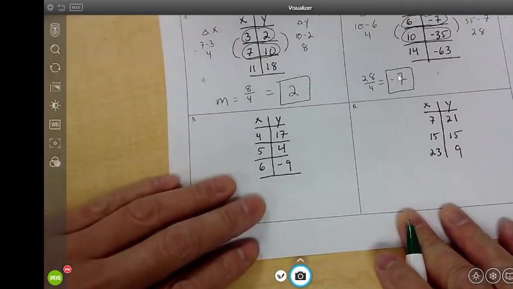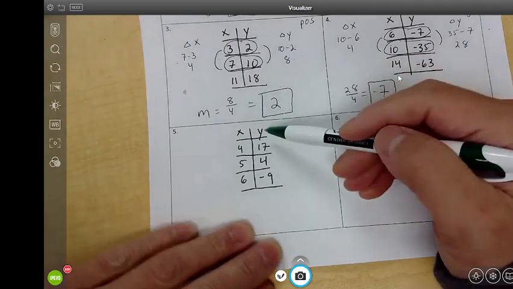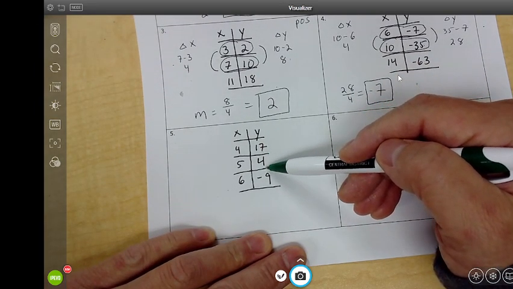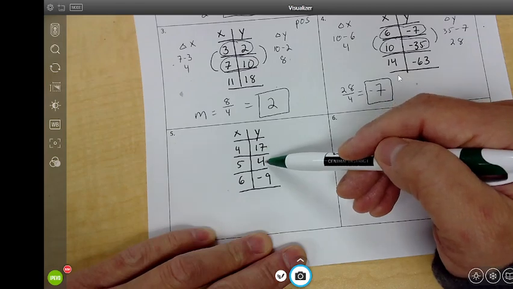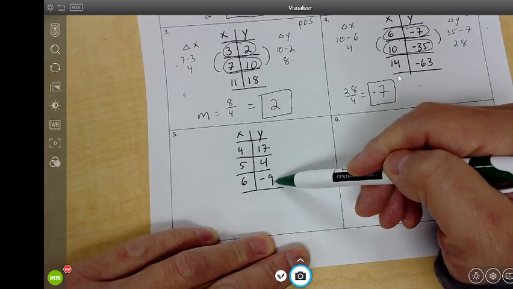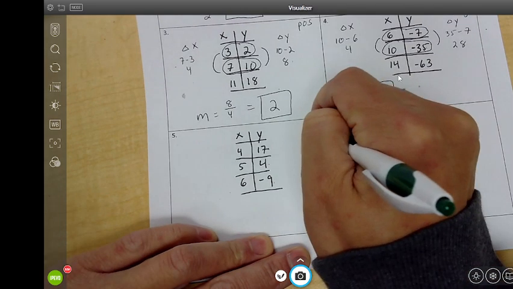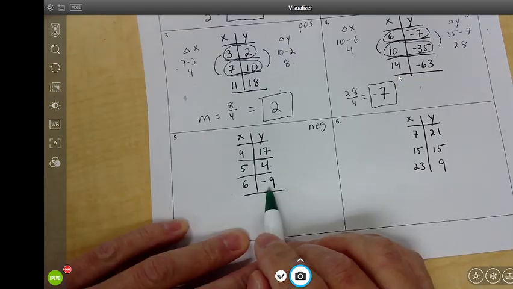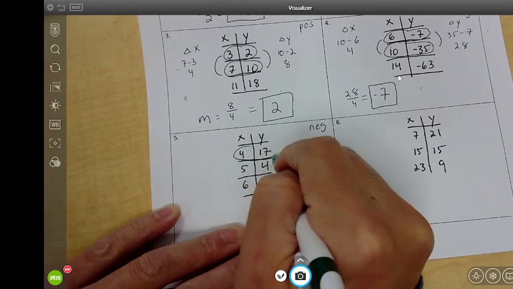Number 5. Let's look at our y's. First, as we go down the table, y is getting smaller. 17 goes down to 4, and then it dips into the negatives, -9, right? So it's getting smaller as you go down the table. So I know this is going to be a negative slope. Find any 2 points. I don't have to use that negative if I don't want to. It doesn't matter. So I'm going to choose this one and this one.